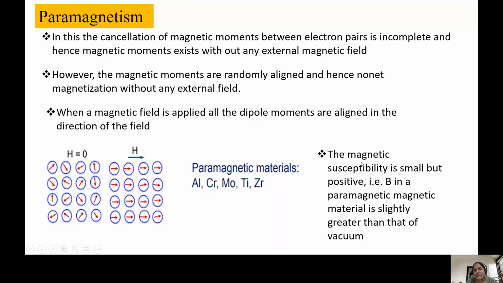For the paramagnetic materials, the magnetic susceptibility is very small but positive, because these magnetic dipoles are aligning in the direction of the field, so the susceptibility value is positive but small. The B in a paramagnetic material is slightly greater than that of the vacuum. So for the diamagnetic materials, the B value is less than the vacuum. For the paramagnetic materials, the B is slightly more than the vacuum.